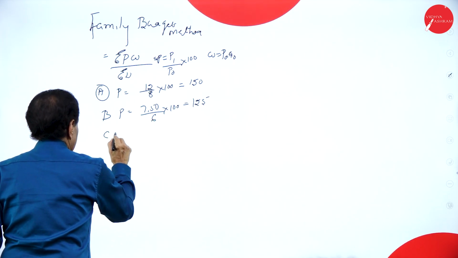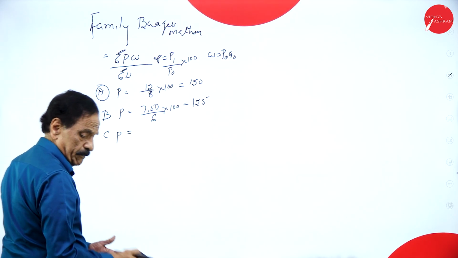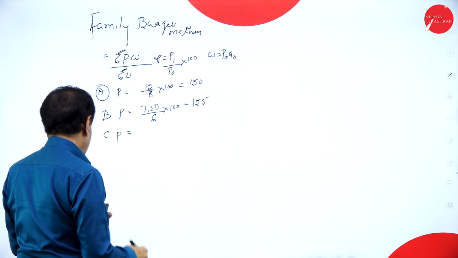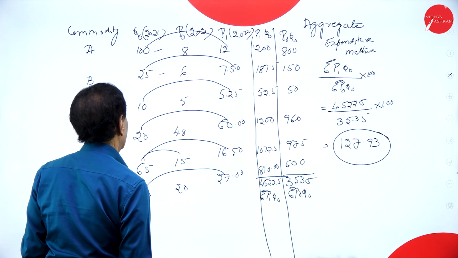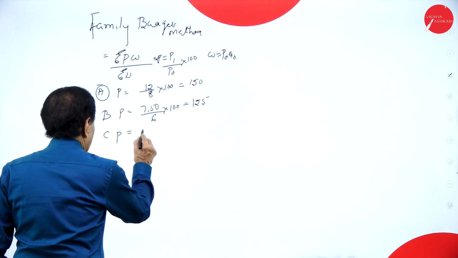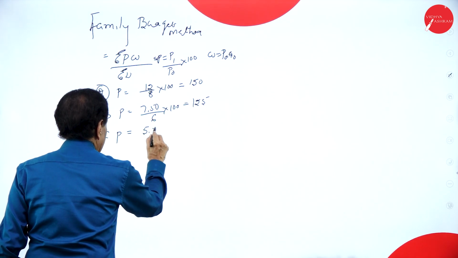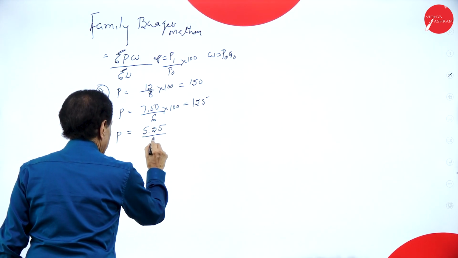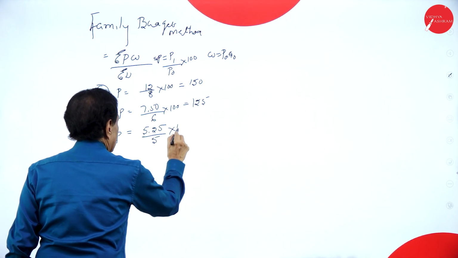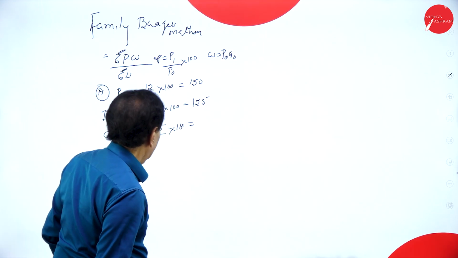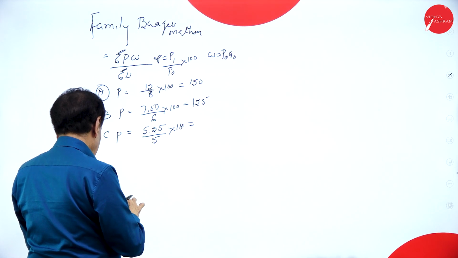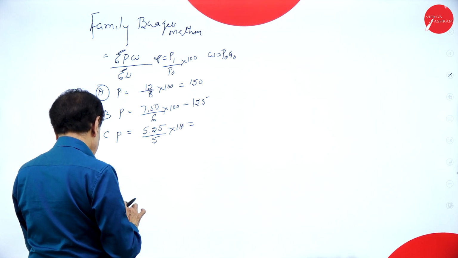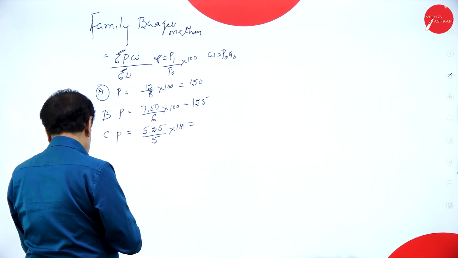C. P is equal to, what's your current year price? Your current year price is 5.25 divided by 5 into 100.